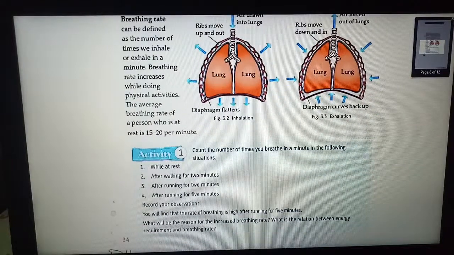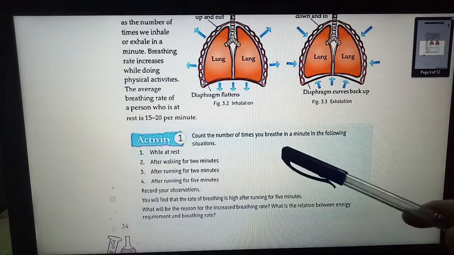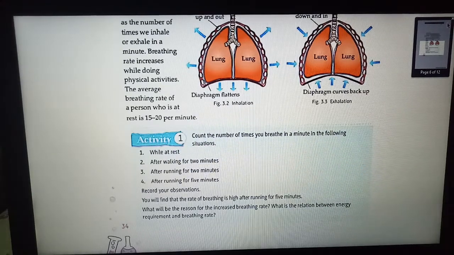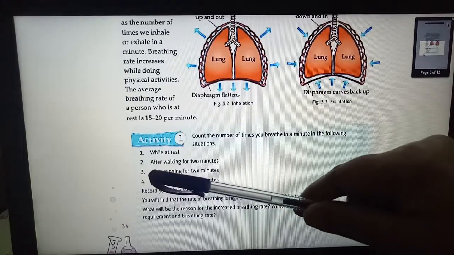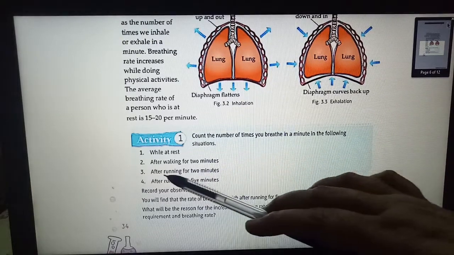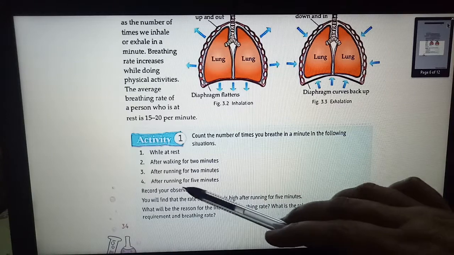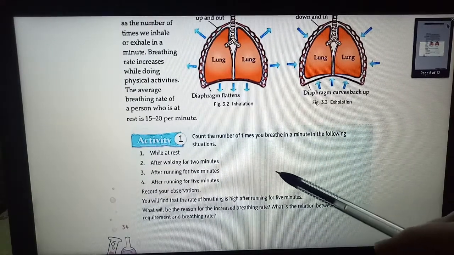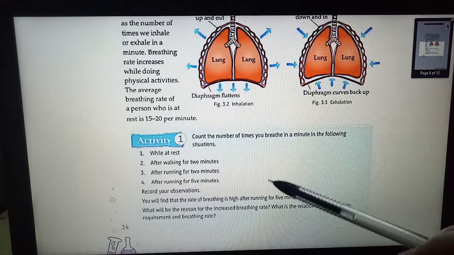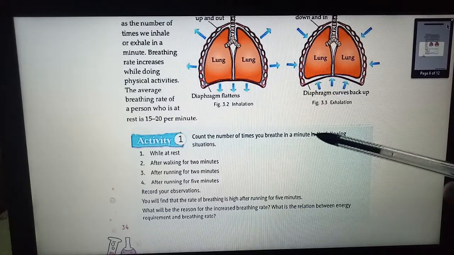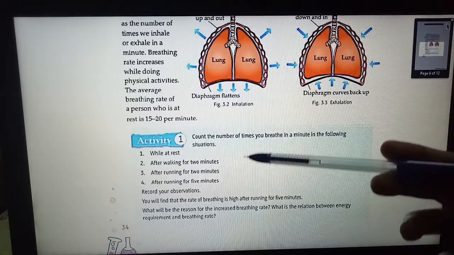Now here is an activity given. Count the number of times you breathe in a minute in the following situations. While at rest, you have to count in 1 minute how many times you have breathed. Now after walking for 2 minutes, again count your breath rate. Now after running for 2 minutes, now after running for 5 minutes, you have to do it on your own. This is the activity given here. You have to take a stopwatch, or there is a stopwatch in your cell phones also, so you can use that and just write down your breathing rate here.